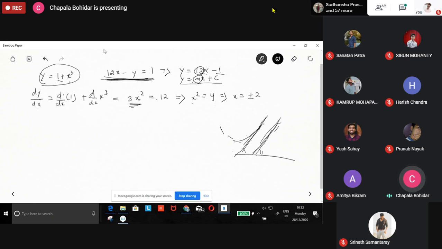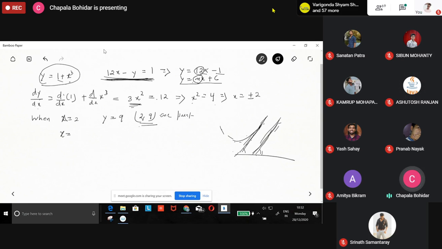When x is equal to 2, what is the value of y? It is 9. So (2, 9) is one point. The tangent at this point, at (2, 9), clear?